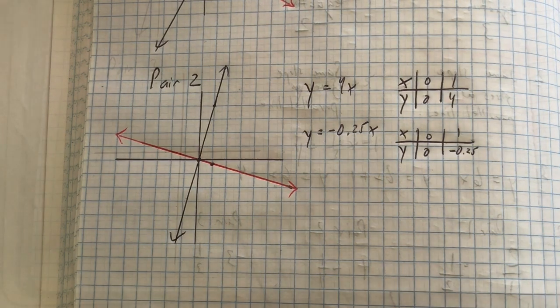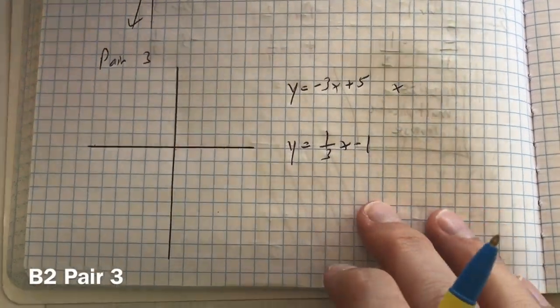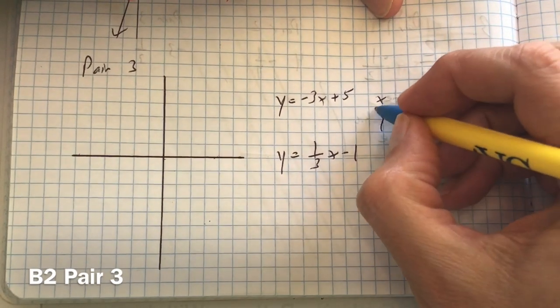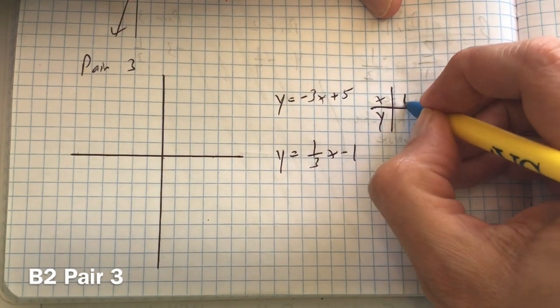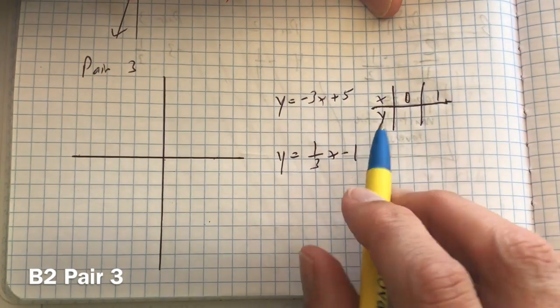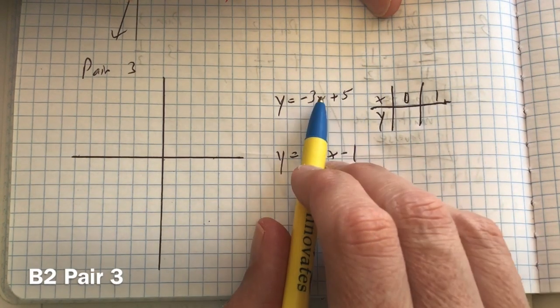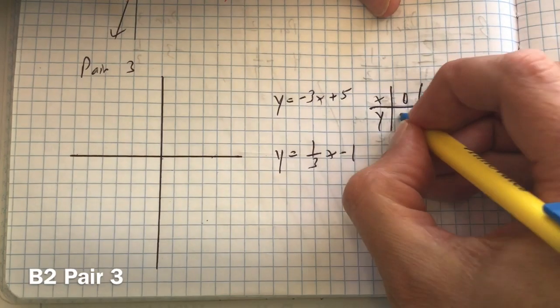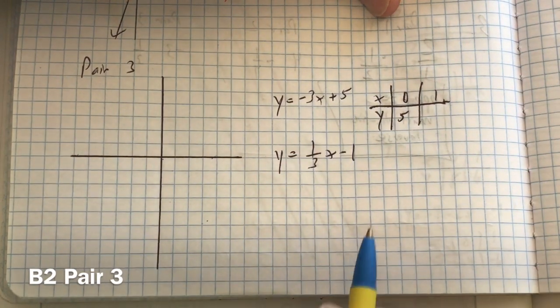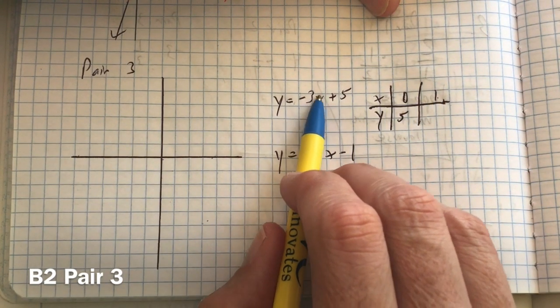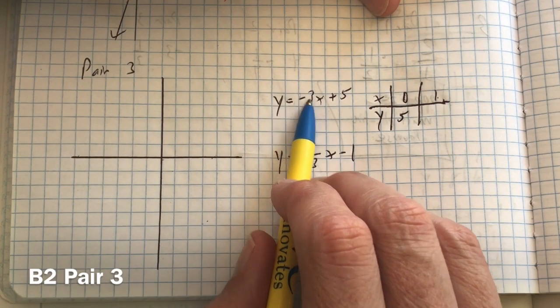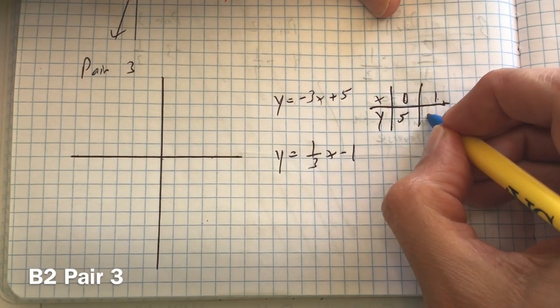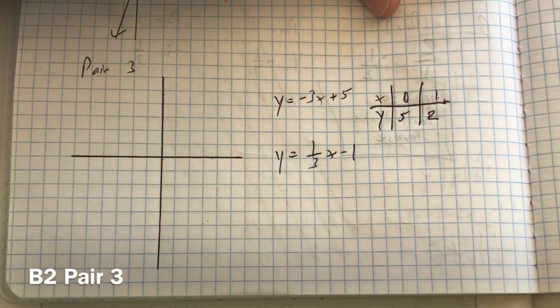Let's try pair 3. All right, here we go. Pair 3. Got my two equations. Gonna put 0 and 1 in for x. So here we go. Negative 3 times 0 is gonna be 0. So I'm left with this plus 5 here. That's gonna be our y-intercept, gonna be different here. I put a 1 in here. Negative 3 times 1 is negative 3. Plus 5 is gonna give me a positive 2 in that case.